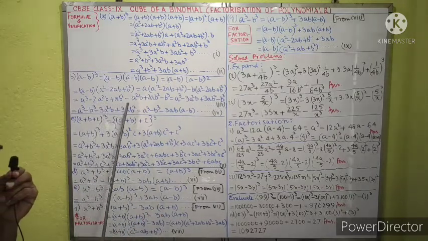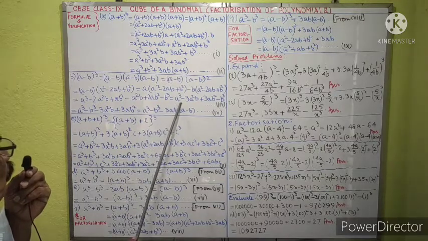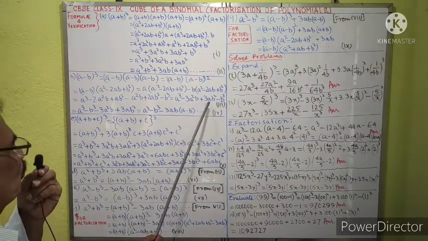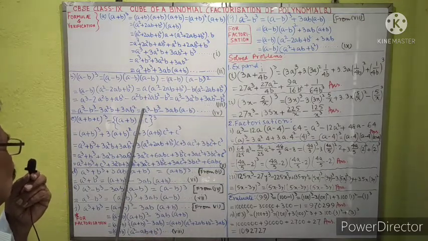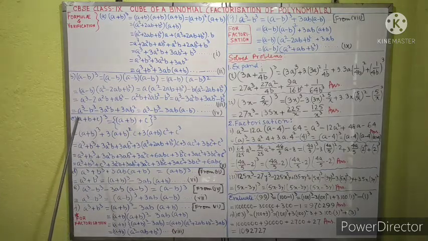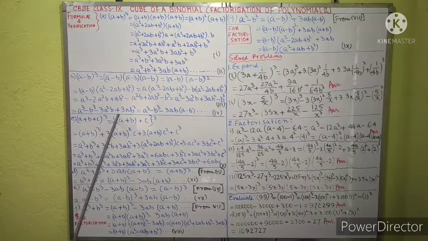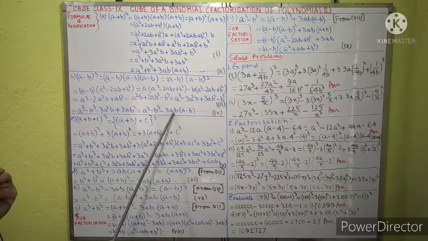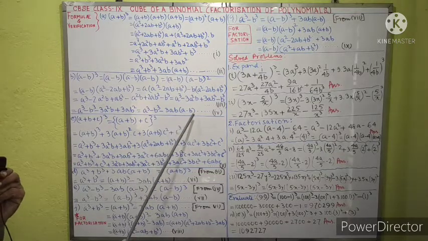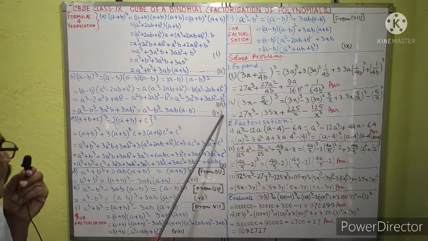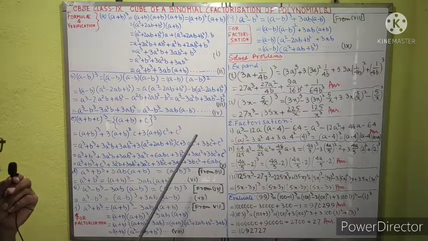Arranging and adding this, we are getting a cube minus 3a square b plus 3ab square minus b cube. Or we can write it this way also: a cube minus b cube minus 3ab, taking common 3a square b, 3ab is common, a minus b. This type is used more.